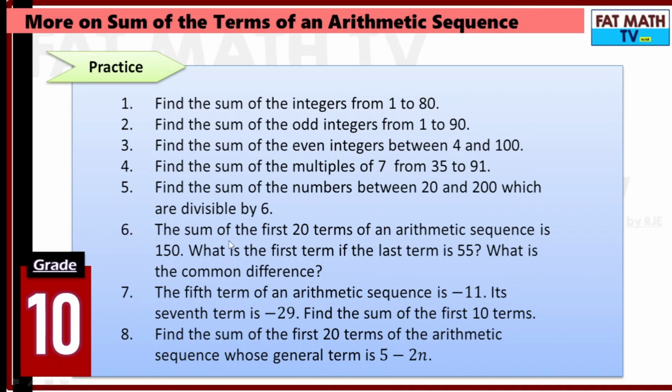Number 6, the sum of the first 20 terms of an arithmetic sequence is 150. What is the first term if the last term is 55? What is the common difference? So this is also similar to our examples. Number 7, the fifth term of an arithmetic sequence is negative 11. Its seventh term is negative 29. Find the sum of the first 10 terms. And number 8, find the sum of the first 20 terms of an arithmetic sequence whose general term is given by 5 minus 2n. So all of the items here are similar to our examples.